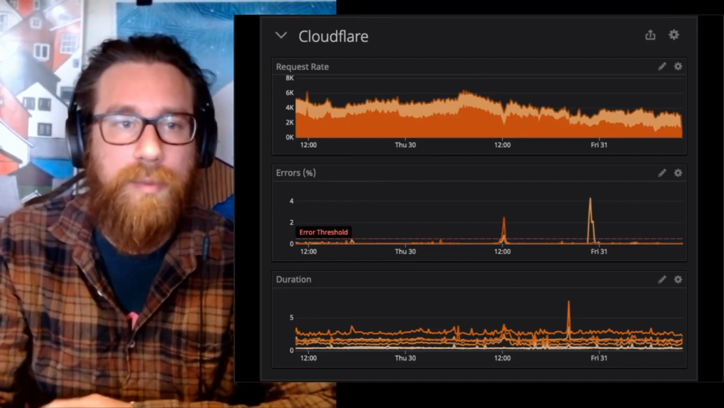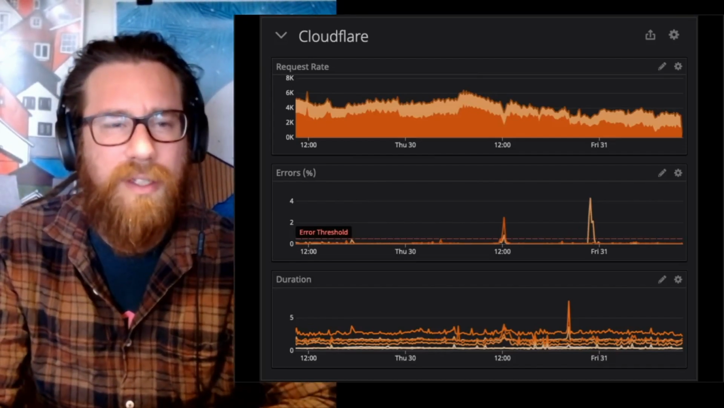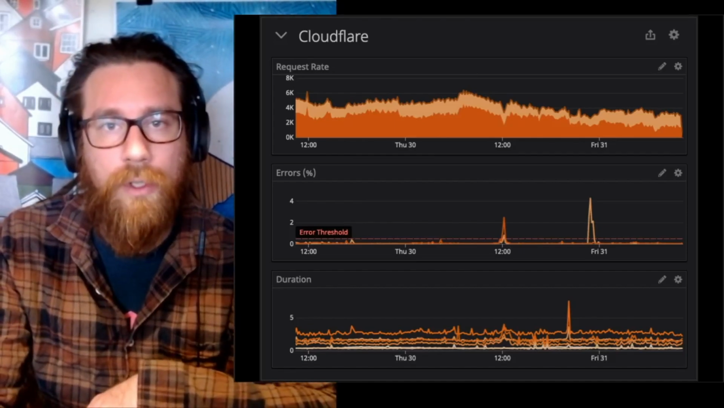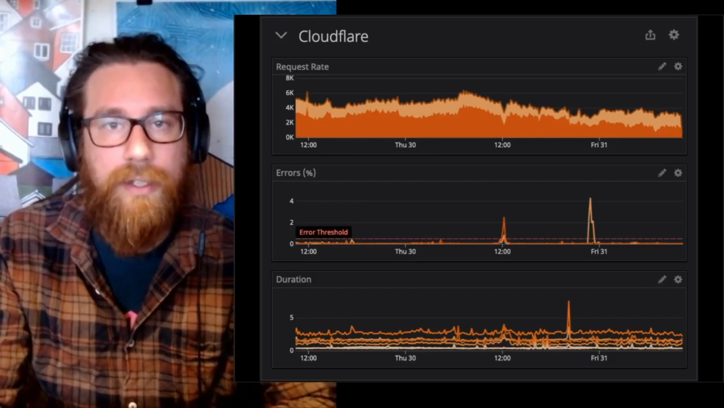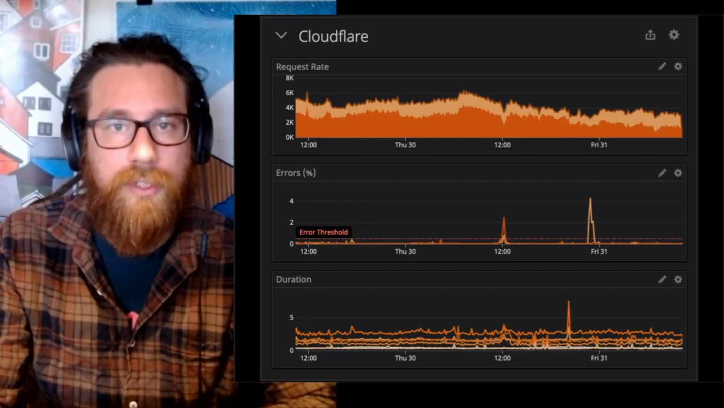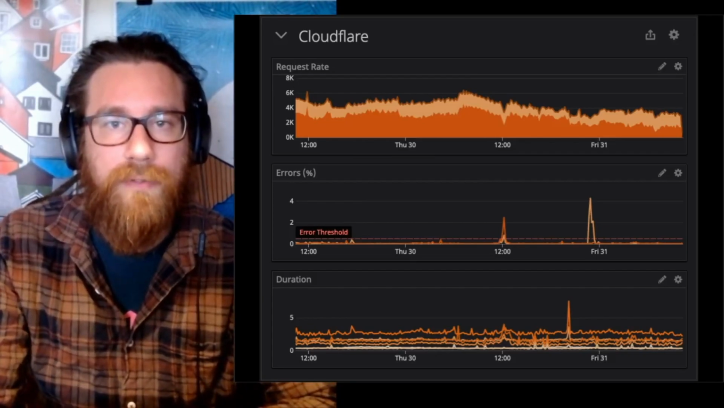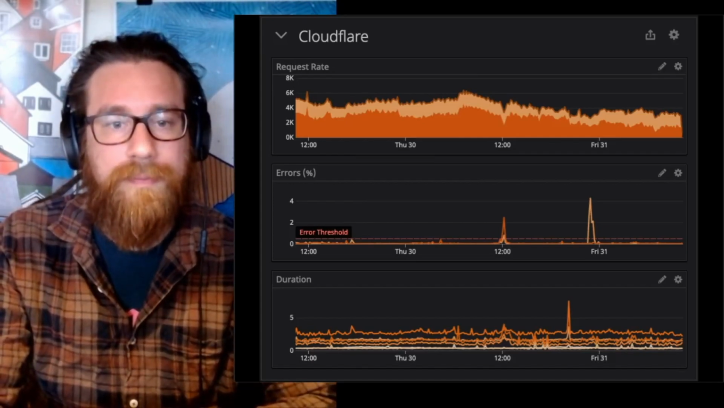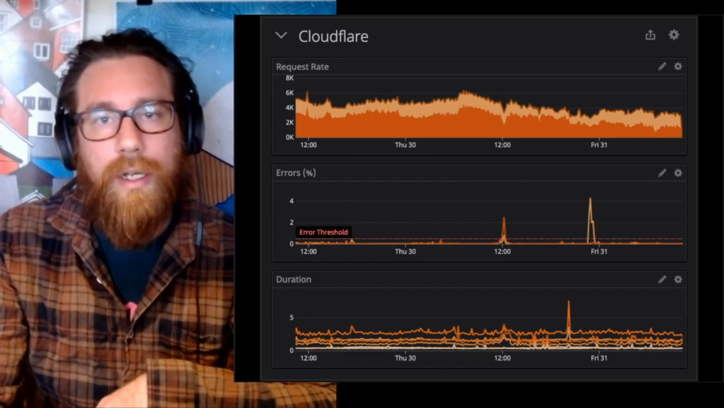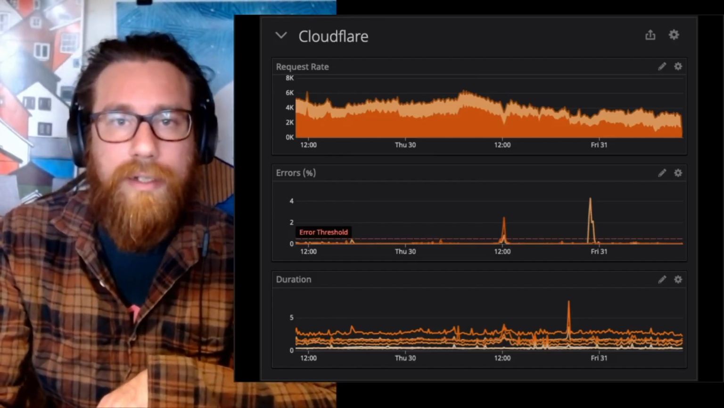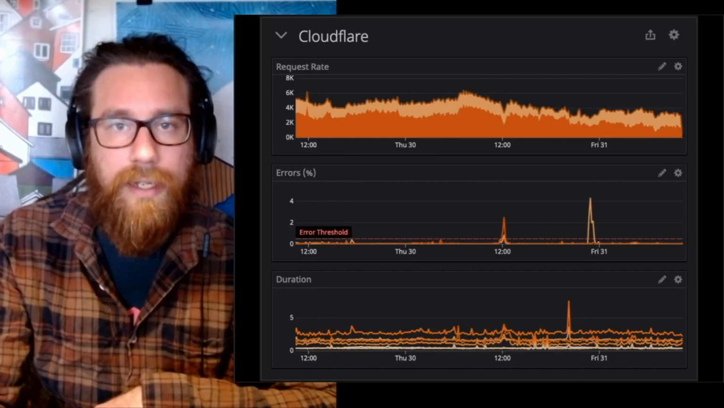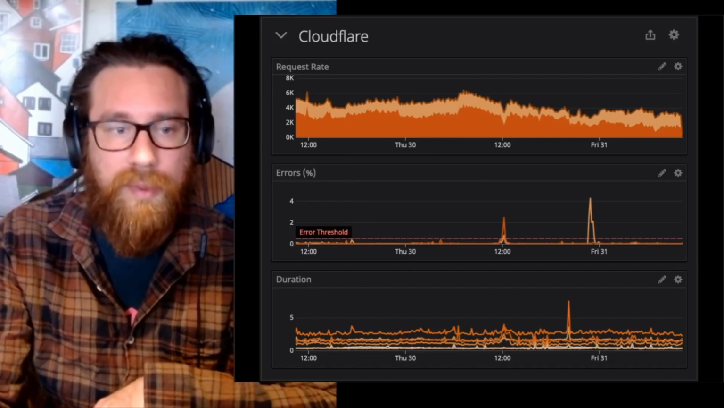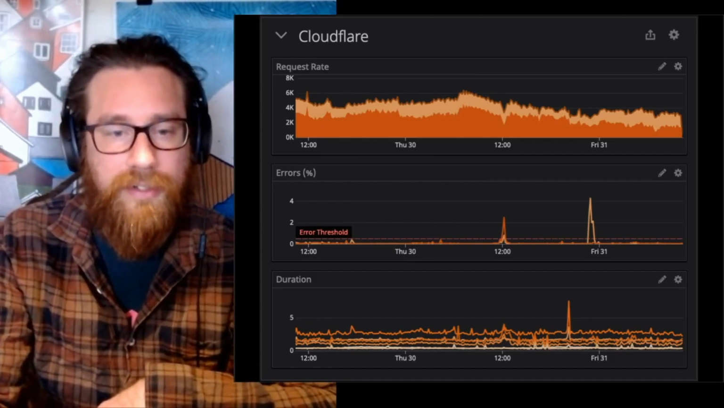So this is the dashboard for Cloudflare. You can see the request rate, there's two charts in that graph. One is for the amount of user requests and the other is for the amount of search engine requests. We can differentiate those two based on a field that's in the Cloudflare logs. And we can see then the error rate, the percentage of requests that were a 500 class. And then after that, the duration at those percentiles. You can see any changes there over time.